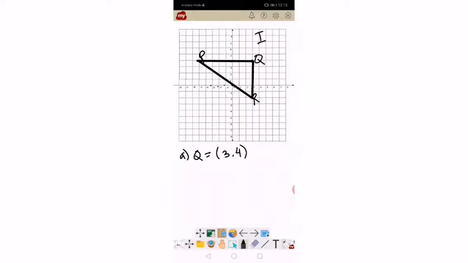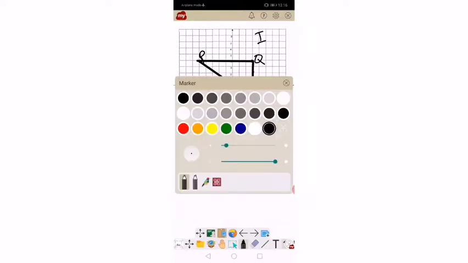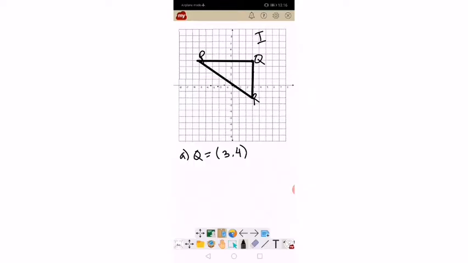That's key. And then area of triangle PQR. Okay, so when we talk about the area, we need to know about base and height. Base 1, 2, 3, 4, 5, 6, 7, 8. So here we have 8 units, and then height 1, 2, 3, 4, 5, 6. Here we have 6 units.